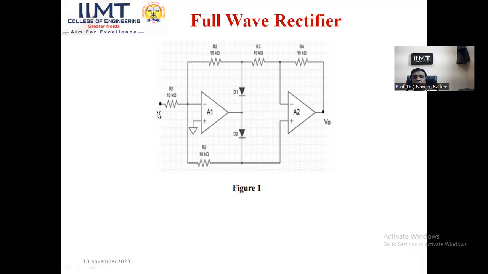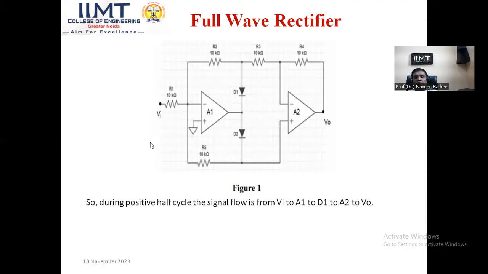So during the positive half cycle, the signal flows from V1 through A1, and passes through the diode D1 because it is acting as a short circuit. Through this 10 kilo ohm resistor, it reaches the inverting terminal of op-amp A2. Again a phase shift is there, so you get the same image: whatever we applied at the input in the positive cycle is available at the output.